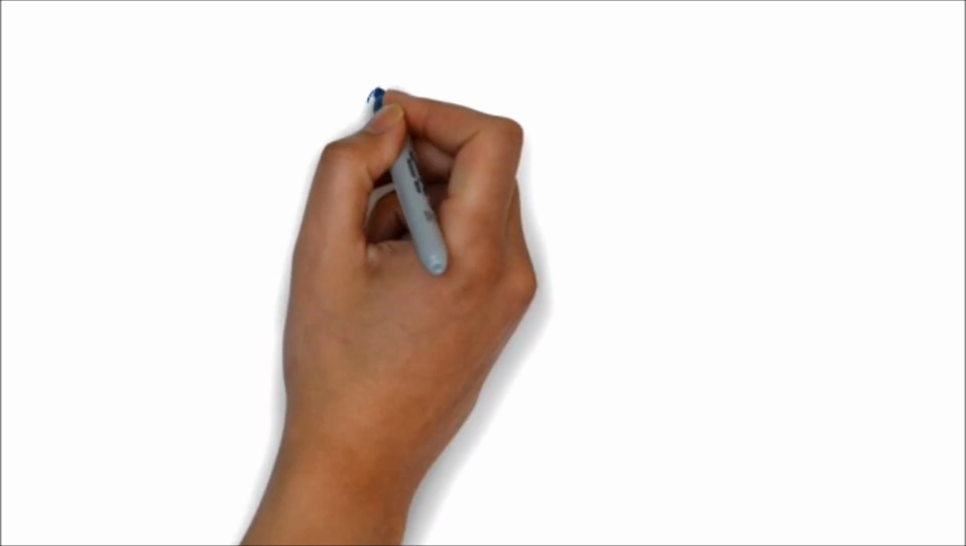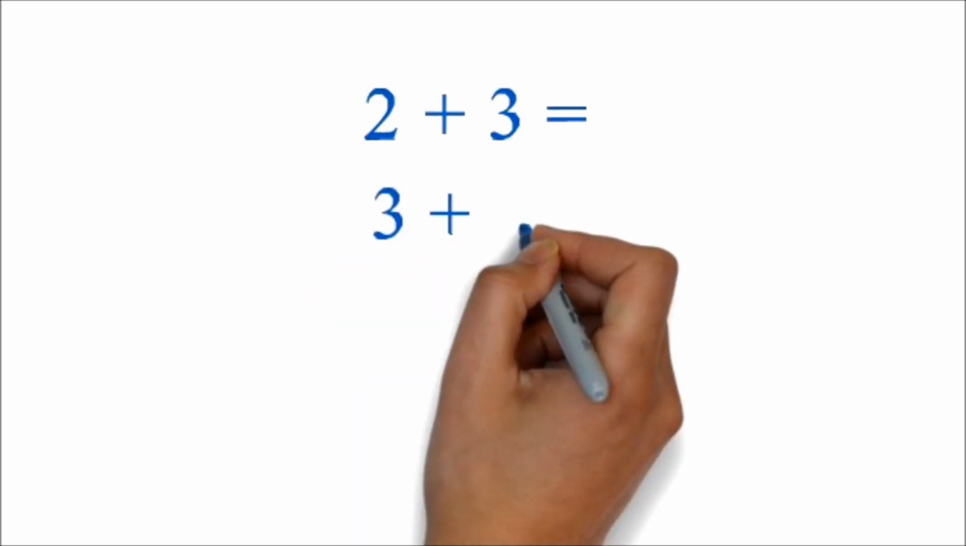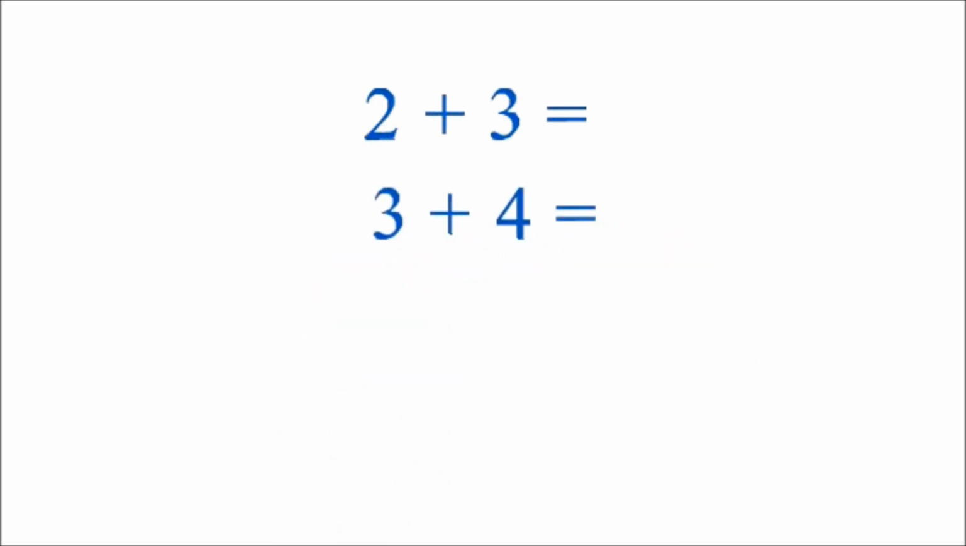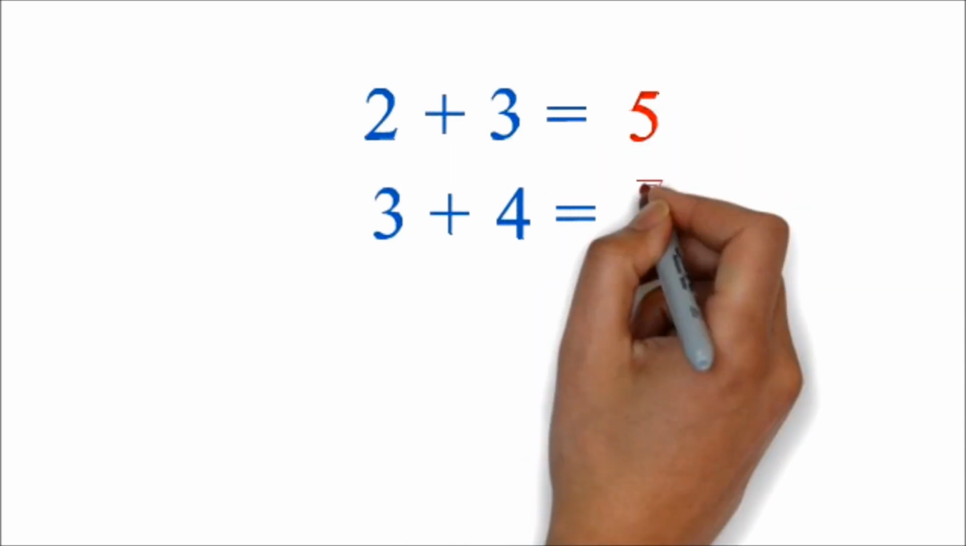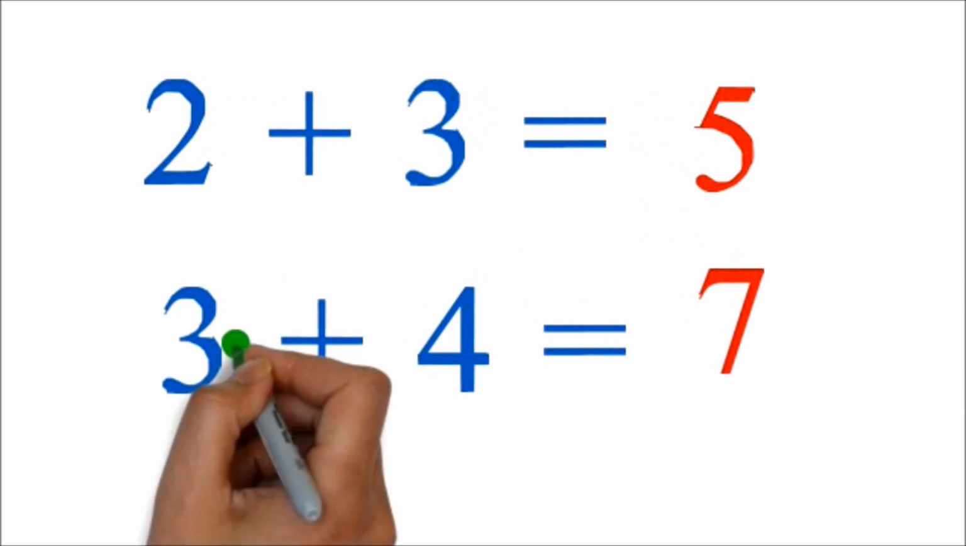Okay, so let's start. I'm sure you already know how to do these. What is 2 plus 3? What is 3 plus 4? If you got 5 and 7, your basic addition is okay.